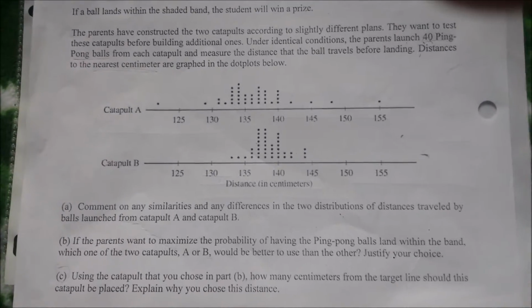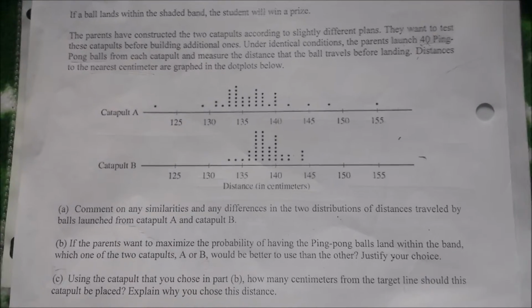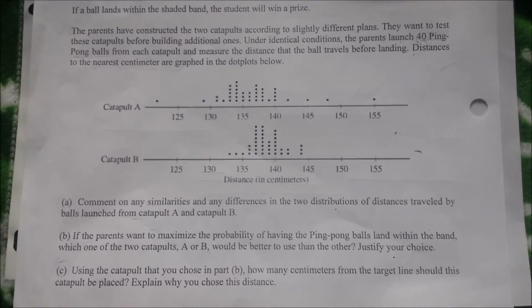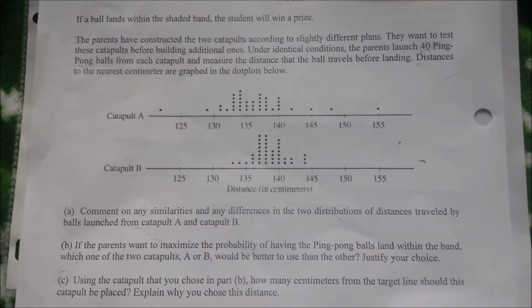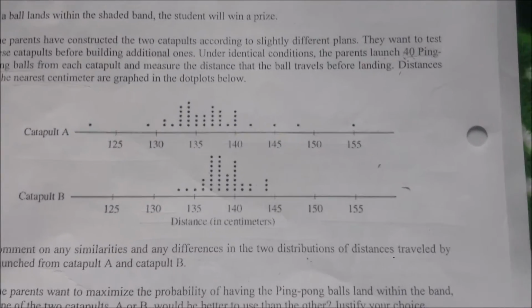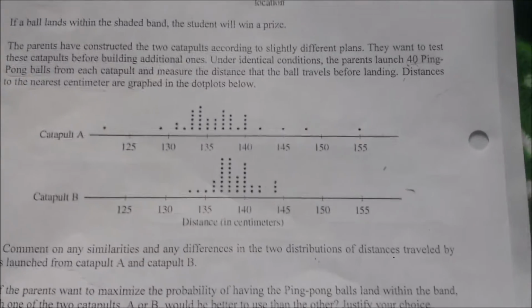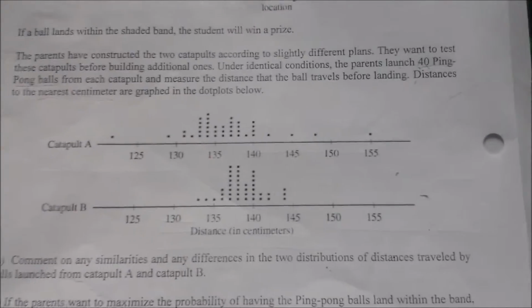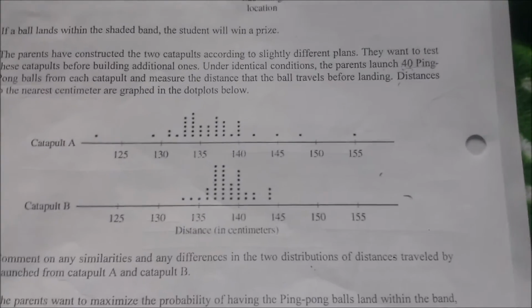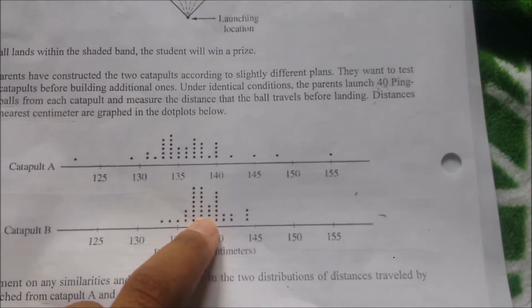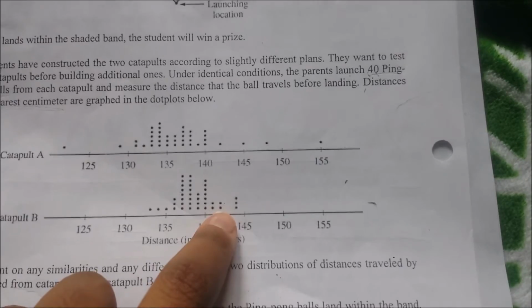Question C asks, using the catapult that you chose in Part B, how many centimeters from the target line should this catapult be placed? Explain why you chose this distance. I believe that the catapult should be placed 138 centimeters from the target line, since that is the mean of this catapult and it's closer to the center, so most of your balls would be targeted in this one area.